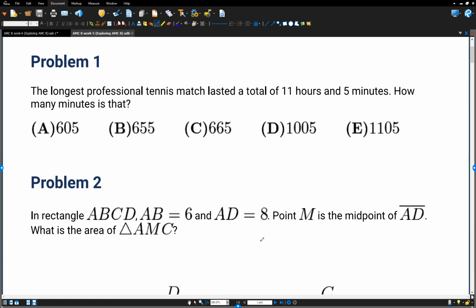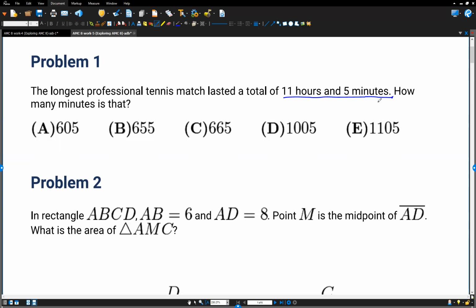The longest professional tennis match lasted a total of, wow, is this true? 11 hours and 5 minutes. Yeah, that is a history record. This is true. It happened in Europe at Wimbledon. You know the Wimbledon Open, right? British. Yeah, it happened a long time ago.